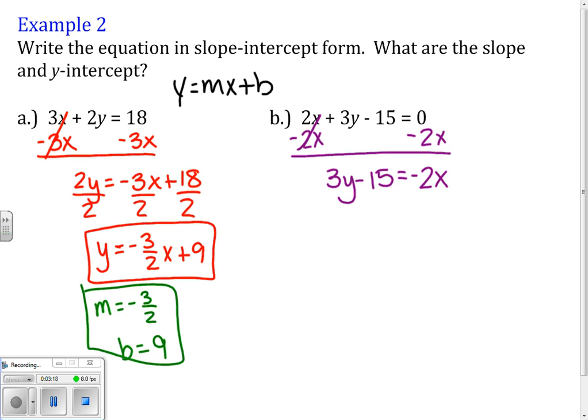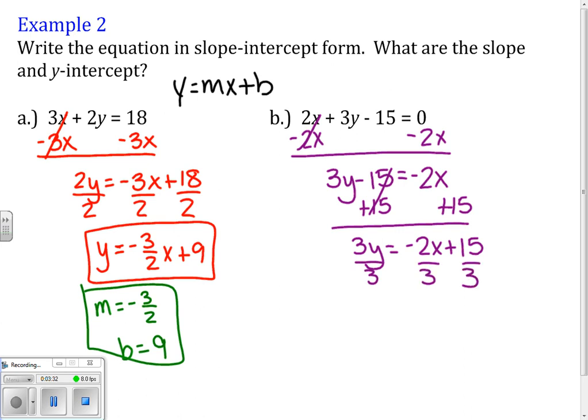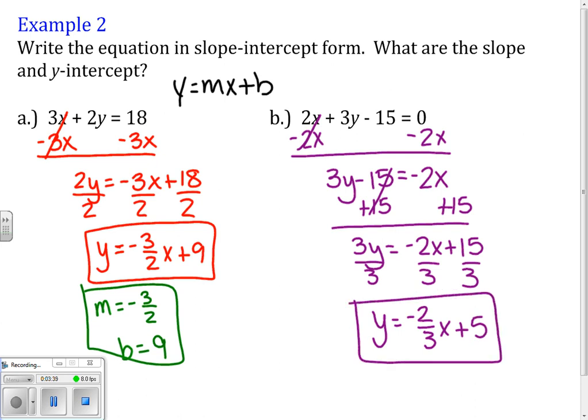I'm going to get rid of the minus 15 by adding. So now I've got 3y equals negative 2x plus 15. And then get rid of the 3 by dividing everything by 3. So I end up with y equals negative 2/3 x plus 5. In this equation, my slope is negative 2/3, and my y-intercept is 5.